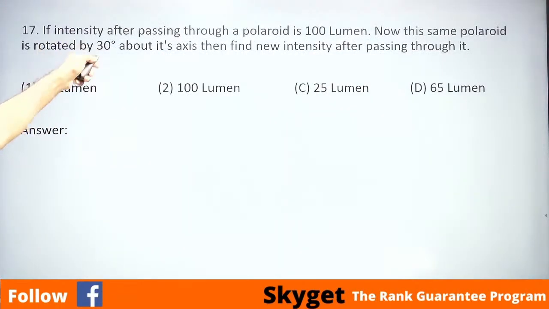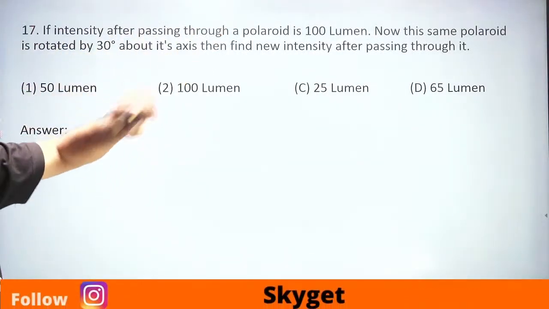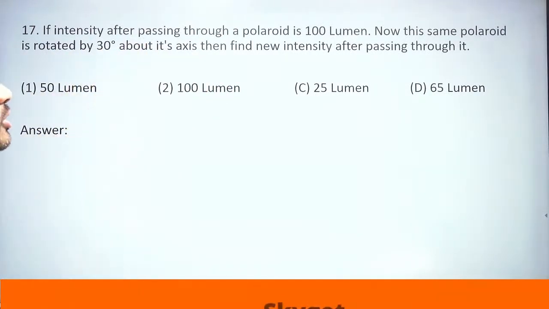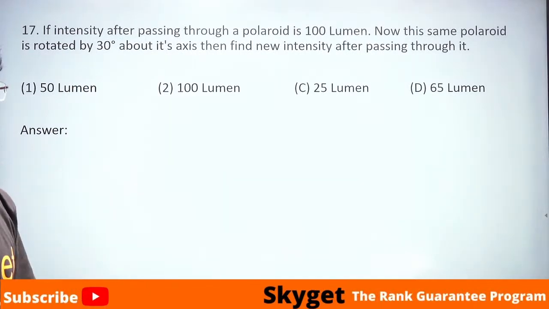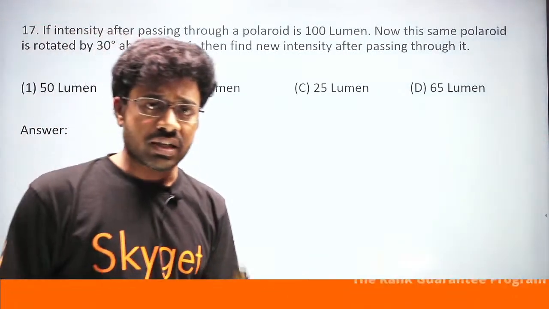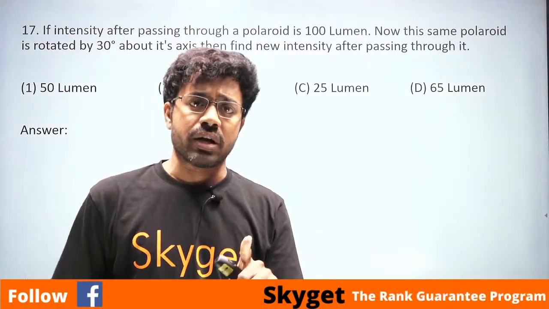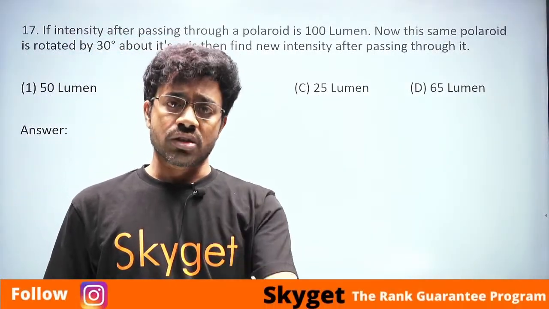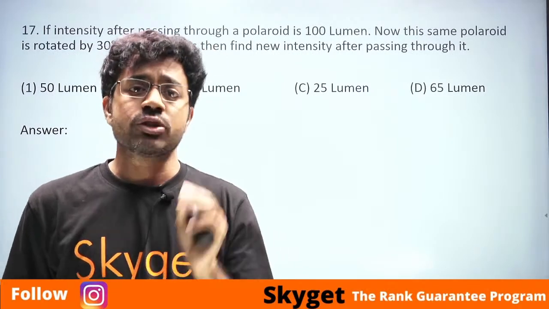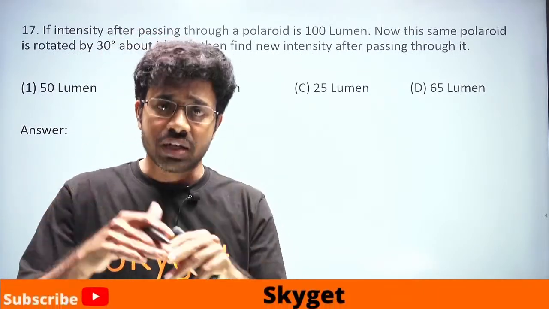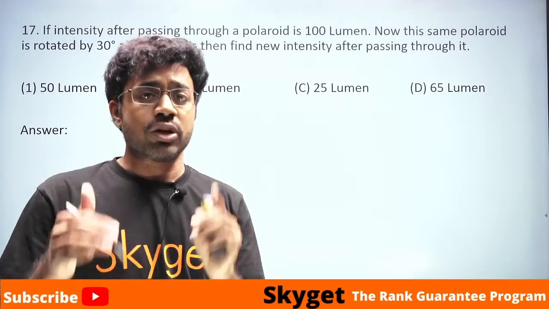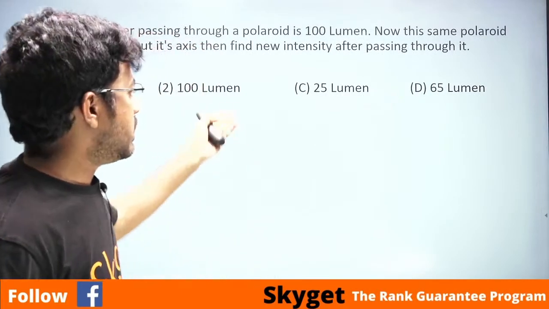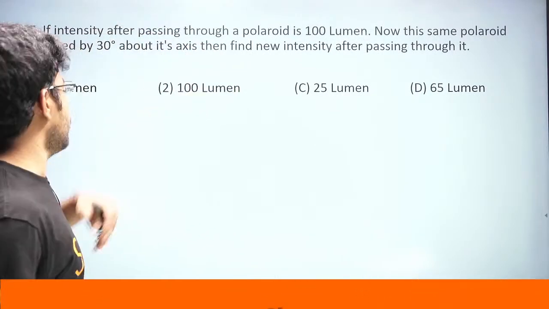So he has given in the 17th problem, if the value of intensity passing through a Polaroid is 100 lumen, now the same Polaroid is rotated by 30 degrees about its axis, find its new intensity after passing through it. So here what you have to consider is there is only one Polaroid through which the light has to travel, but the most important property of light to consider is that it is a transverse wave, which means it will have vibrations in all directions. So when you place only one Polaroid, there won't be any change in the intensity of the light, so the intensity would be the same, that is 100 lumen.